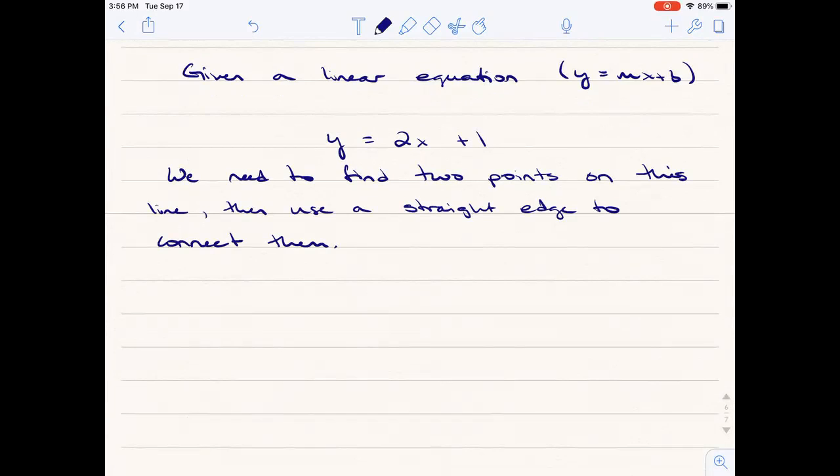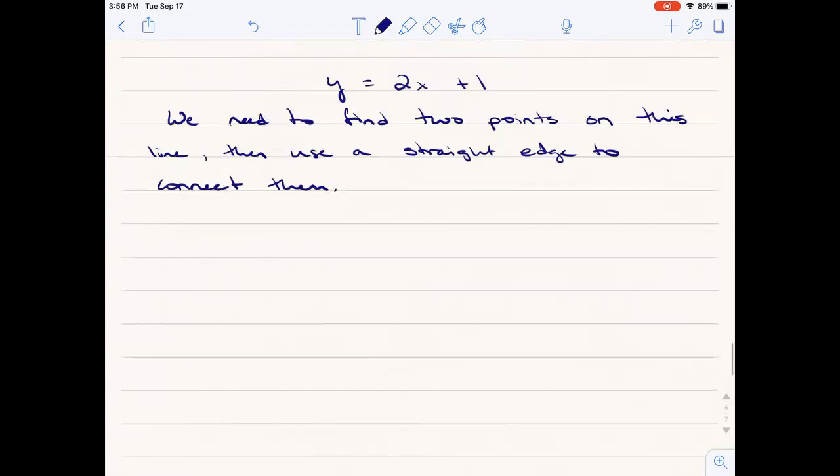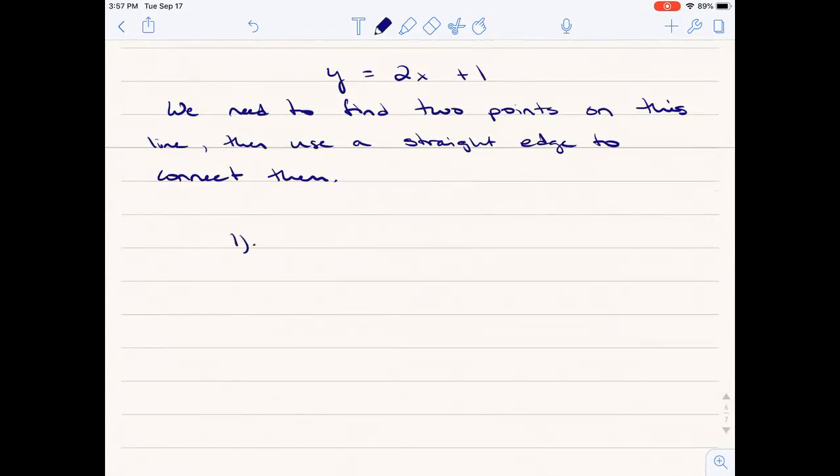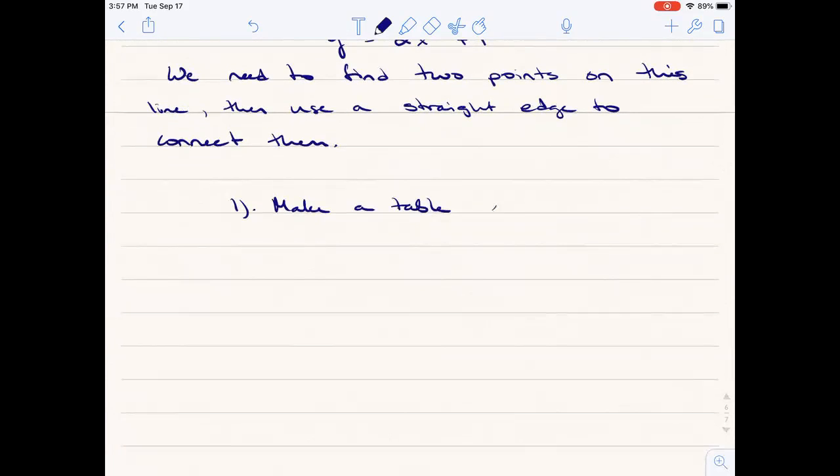How do you find 2 points? So essentially what you do is you force x to be some value, right? If x is 0, what is y? That's usually the easiest point to find. And what I like to do is make a table of these values. When x is 0, y is this. When x is 1, y is this. You can keep going and collect more points, but what you'll find is that they're all on the same line, so it doesn't really matter. But the first thing you're going to do is make a table of at least 2 values of x.